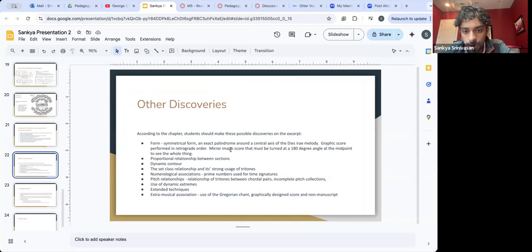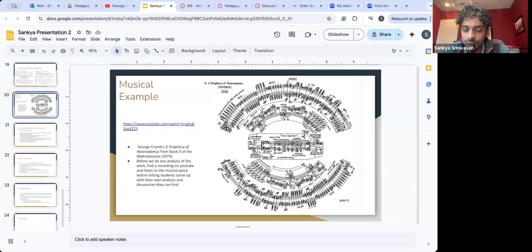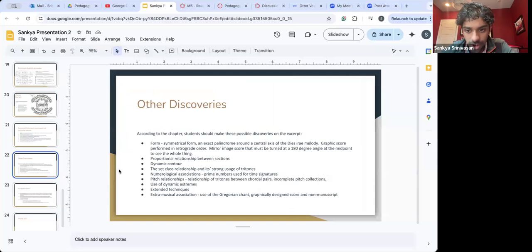There's a mirror image score that must be turned at a 180-degree angle at the midpoint to see the whole thing. So as you can see, the score is upside down and it needs to be turned around so you can see the whole thing. Very unusual. Dynamic contour, set class relationship and usage of tritones, numerological associations, prime numbers that are used for time signature. And as I said, there's the relationship of tritones between chordal pairs, which is the incomplete pitch collections.